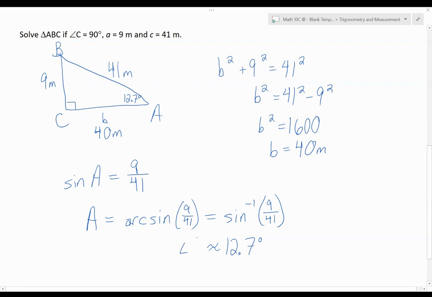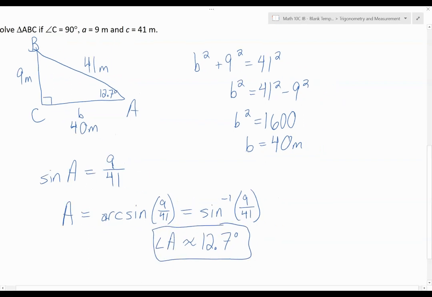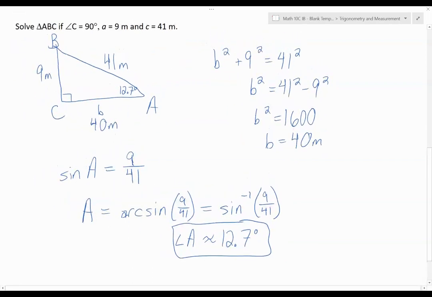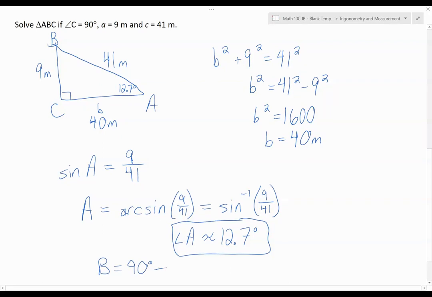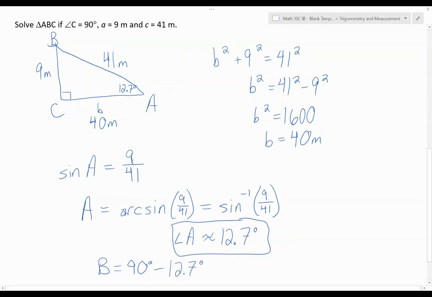That's angle A. To find angle B, I could use cosine or sine or tangent again. That will give me the answer, but the most logical thing to do here is to say that angle B is 90 minus angle A. So 90 minus that 12.7. Again, in my calculator, I'm not going to round that value. I'm going to do 90 minus the answer so that I get as close as possible without rounding before the final result. 77.3 degrees is what I get for B.